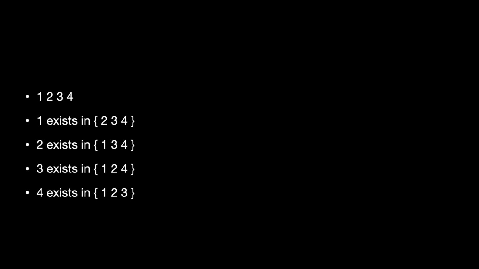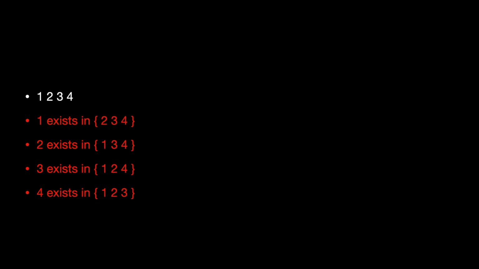So if we have a nested loop over the array, we can check it out like 1 exists in 1, 2, 3, 4. No, it does not. So that's false. 2 doesn't exist in 1, 3, 4. Again, it's false. 3 doesn't exist in 1, 2, 4. So again, it's false. 4 doesn't exist in 1, 2, 3. So again, it's false.